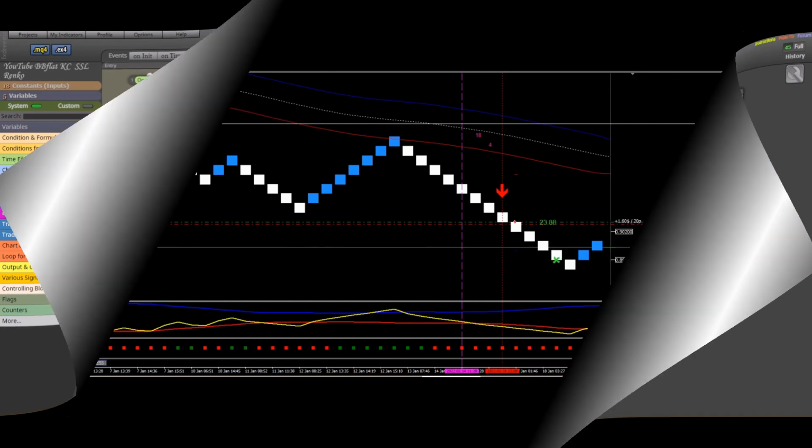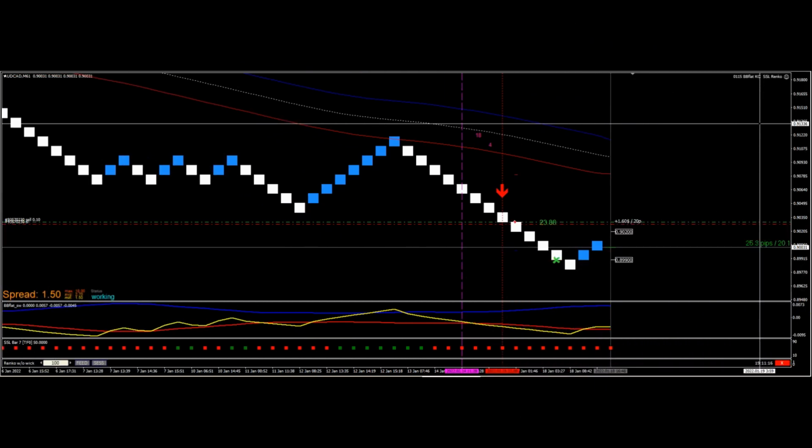The other thing I'm doing a little bit differently with this forward test, because I'm trying to keep a close eye on how well the expert advisor works, I'm only testing 5 pairs. So that's why you will only see 5 pairs here.